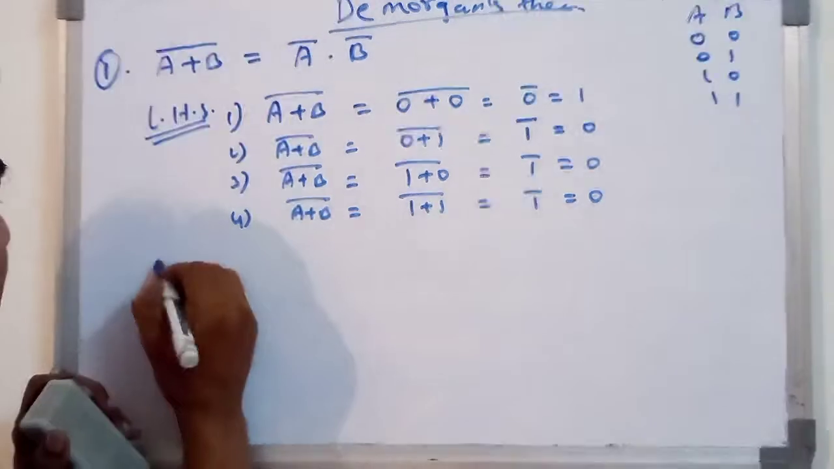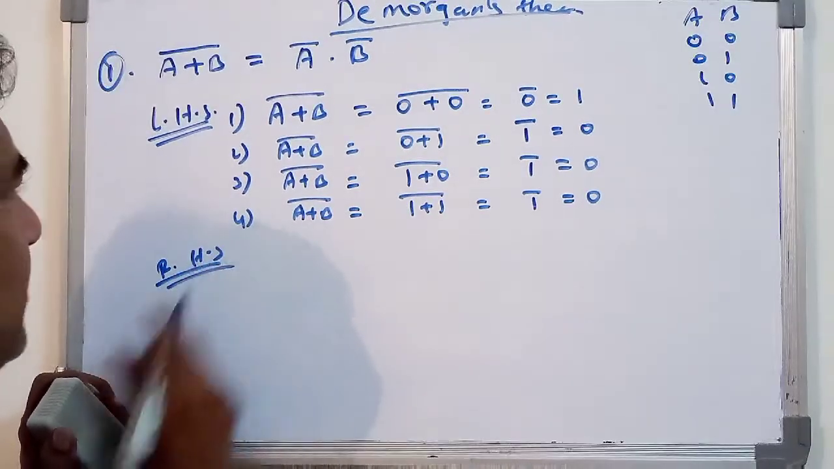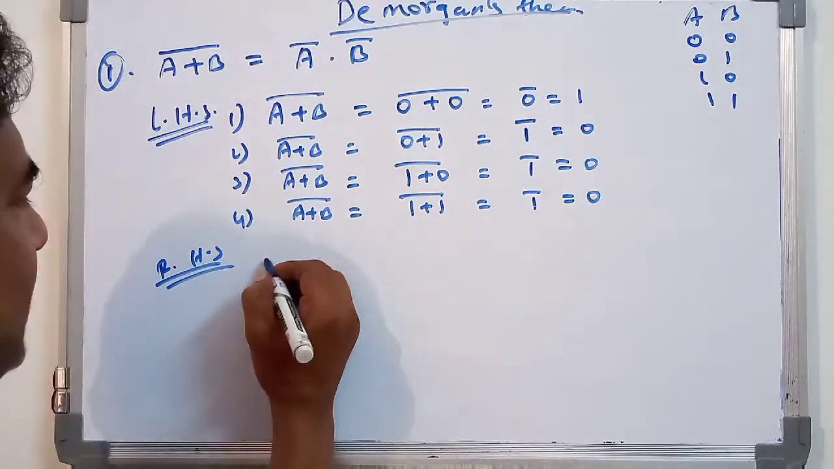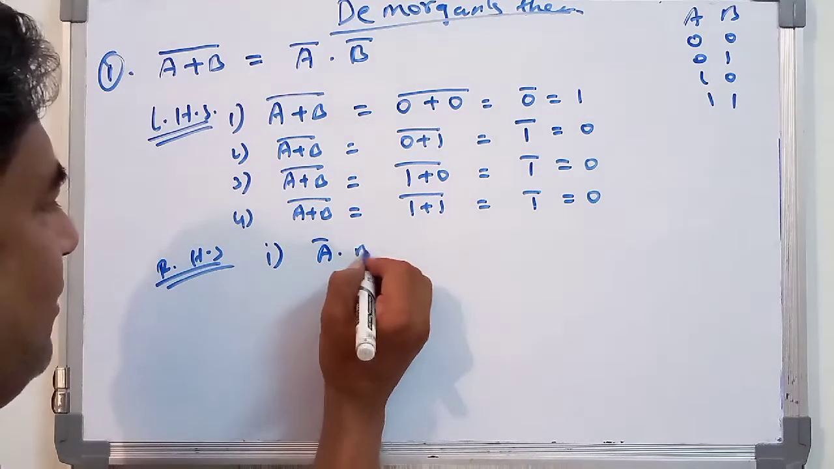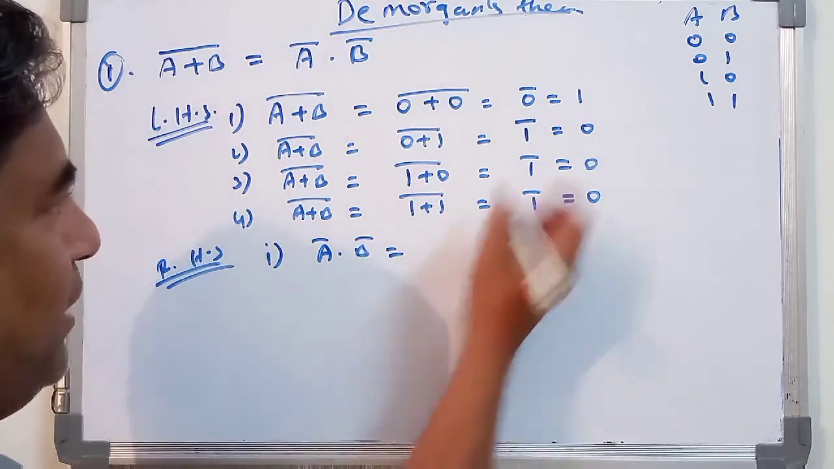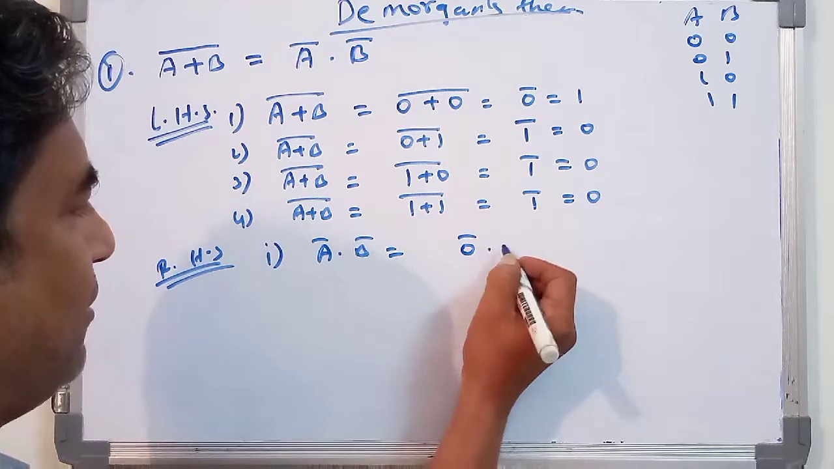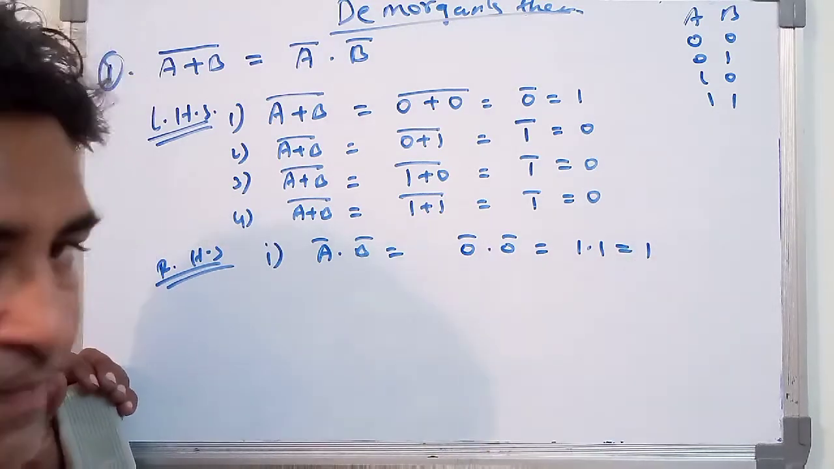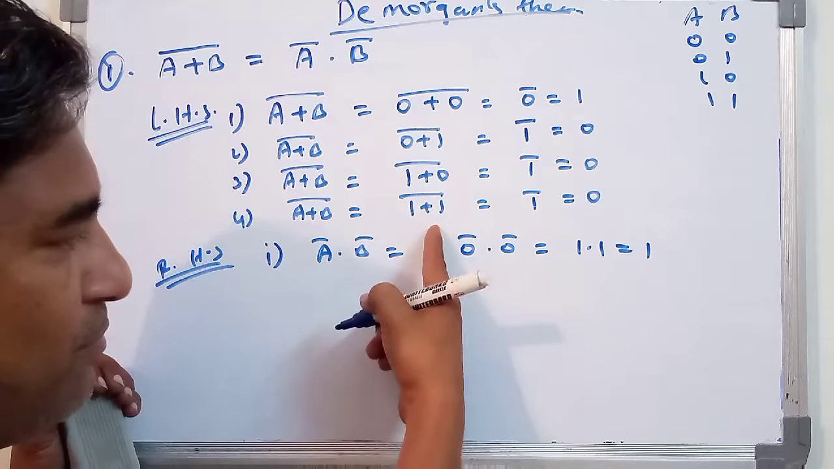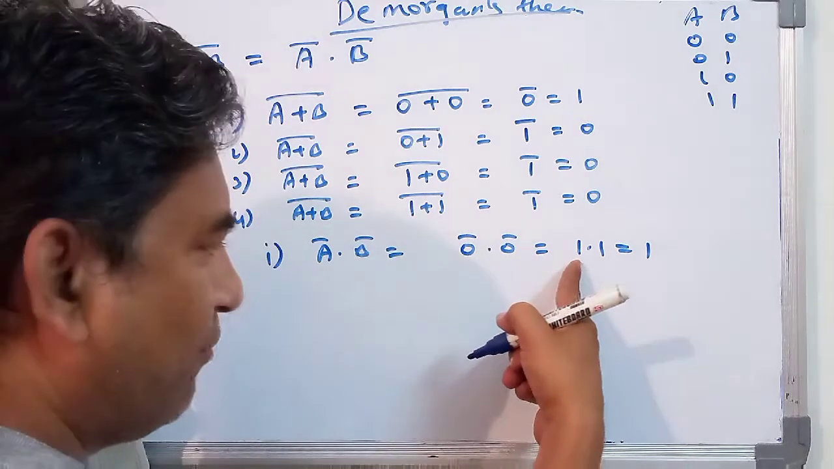Now consider the right hand side. Again the same thing. The first, that is a bar dot b bar, is equal to 0 bar dot 0 bar is equal to 1 dot 1 is equal to 1. Okay, because for this 0, its complement, that's why you are getting the value 1.